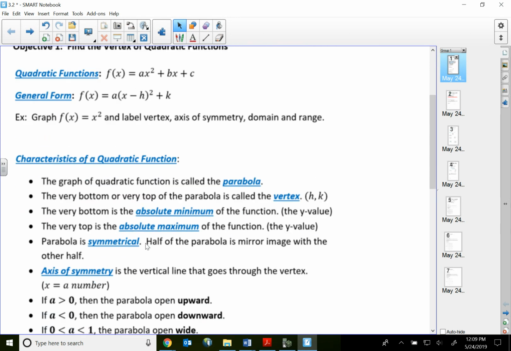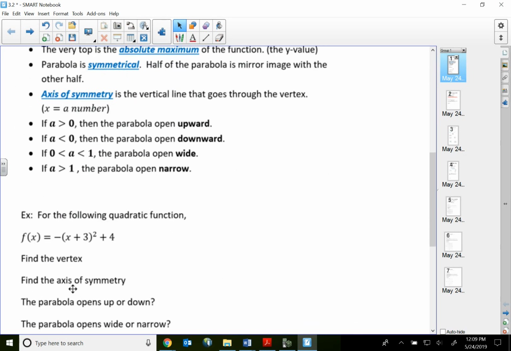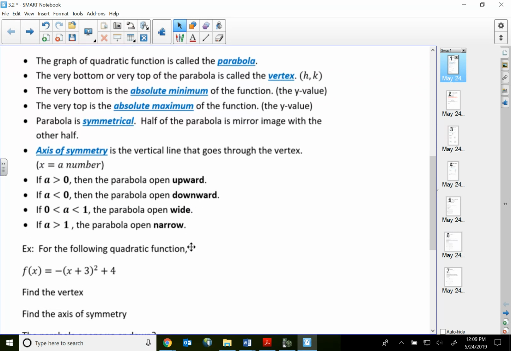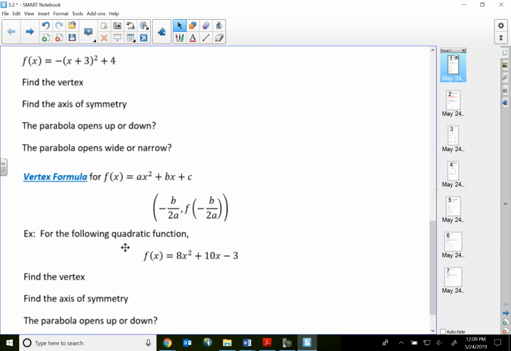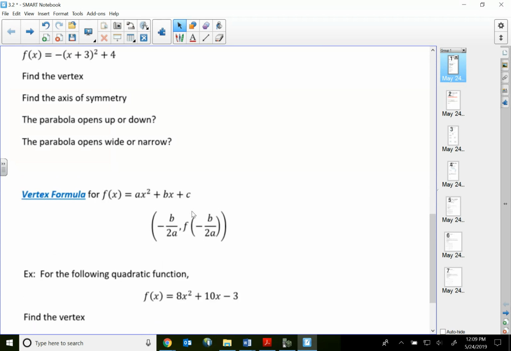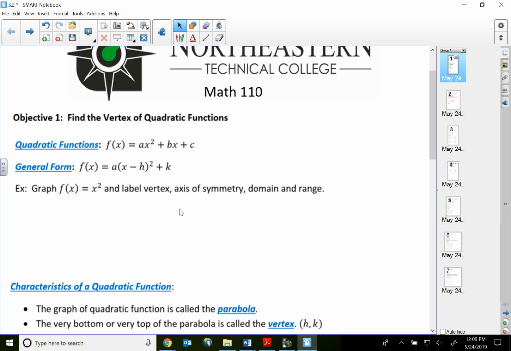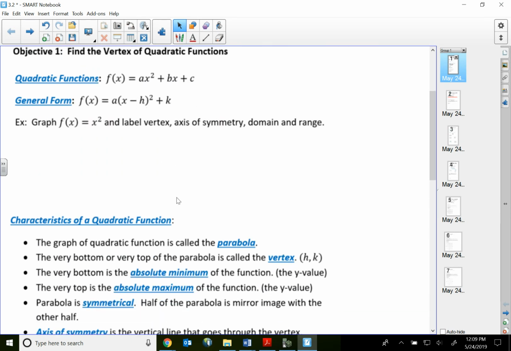So I'm going to talk about its characteristics down here, and at the same time I'm going to graph this particular x squared and start labeling all the things I've written up here. All right, let me move this down a little bit. I need a little bit of space to draw that graph. So a quadratic function has two forms. The graph of a quadratic function is called the parabola.